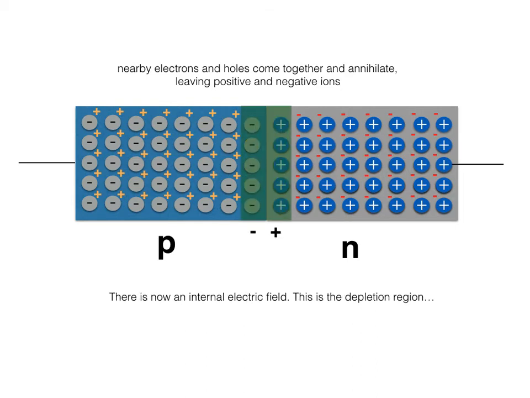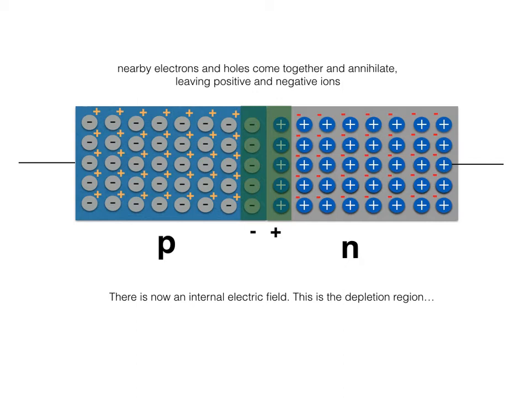This means there's an internal electric field in a region called the depletion region or the depletion zone. You will note that the other electrons and holes would like to annihilate with each other, but now that this depletion region is in the way, they can't cross. And so the process is self-limiting. A depletion region forms, but then it doesn't continue to grow boundlessly.